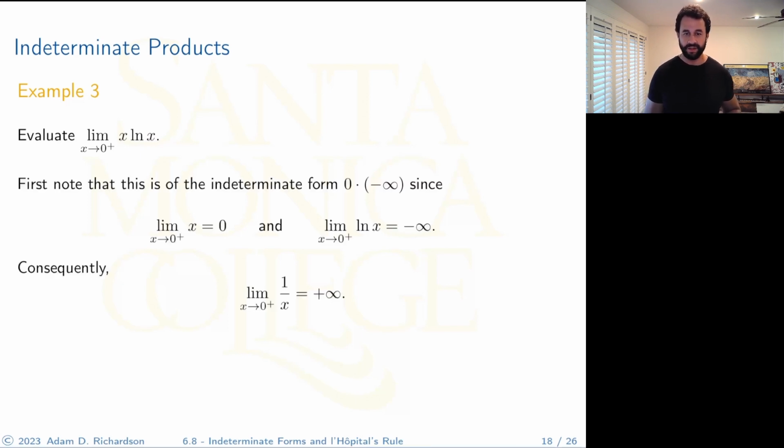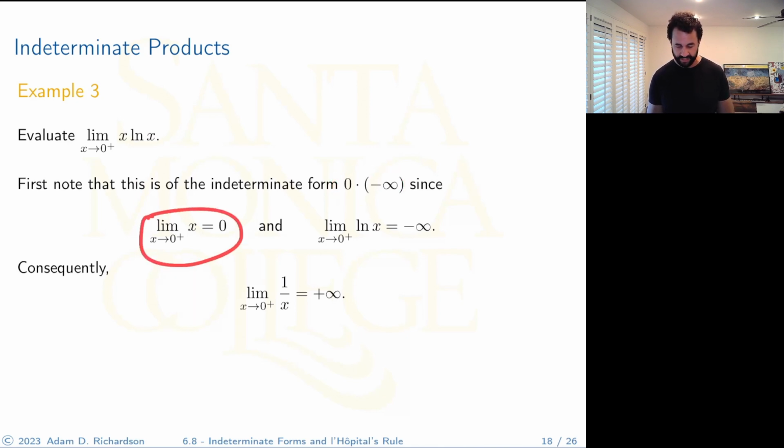All right, here we go. So first, we're going to note that it is actually of an indeterminate form. So this is a 0 times negative infinity form because the limit as x goes to 0 of x is 0. And the limit as x goes to 0 of ln of x is negative infinity. Notice also that we're only approaching from the right. And that's because the natural log function is not defined for non-positive numbers. So we can only approach 0 from the right within natural log's domain. Okay, so we do actually have this indeterminate form.